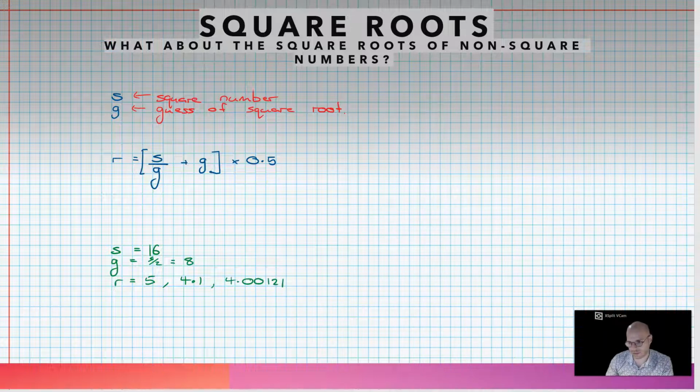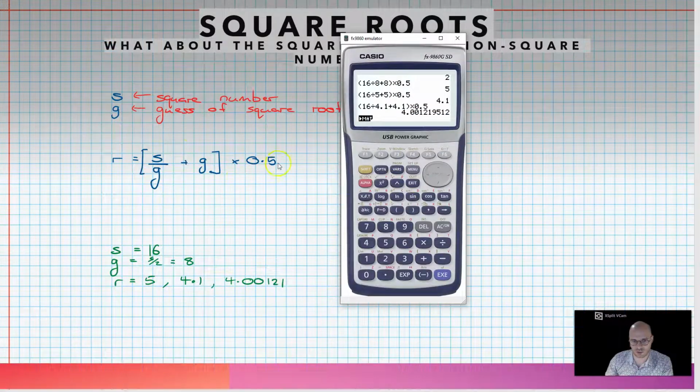So what you're going to find is that every time you put your guess through this algorithm here, you're going to get closer and closer to the actual square root of a number. Now if I go ahead and just program this into the calculator, we'll start off with our first guess of 8 plus 8 times 0.5.